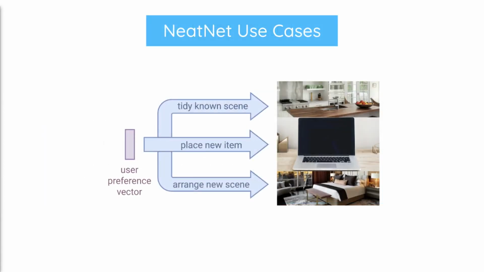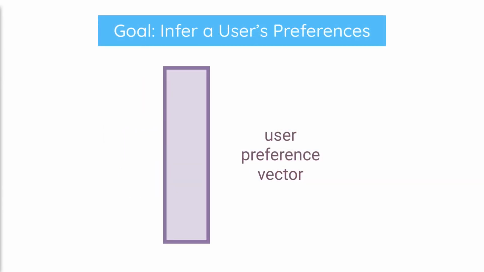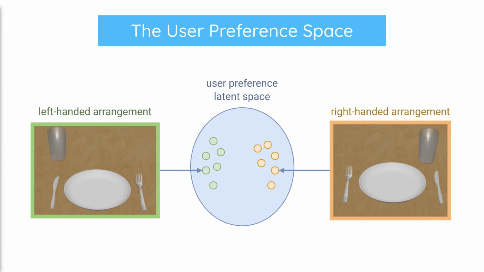NeatNet uses this preference vector to tidy a known scene, place a new item, or arrange a new scene in a personalized way. Let's now look at how NeatNet works in more detail. The goal is to infer a user's tidying preferences represented as a single vector. Users whose vectors are close together in the latent space share similar tidying preferences. Now, this latent vector may not always be interpretable, but perhaps it can capture features such as whether the user is left or right-handed, or whether they prefer convenience over aesthetics.